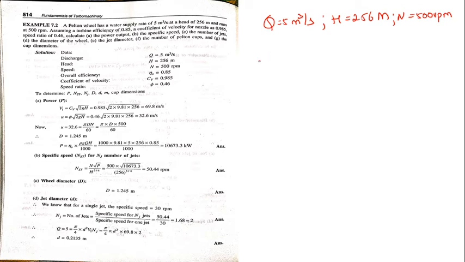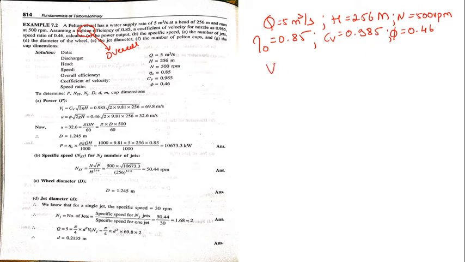Okay, assuming a turbine efficiency, which is always called the overall efficiency, 0.85. Turbine efficiency means overall efficiency. A coefficient of velocity for the nozzle as 0.985. Coefficient of velocity is 0.985. Okay, speed ratio is 0.46. This is the speed ratio, 0.46. Then calculate the power output, specific speed, all that we'll see. Okay, so these are the things which they had given here.